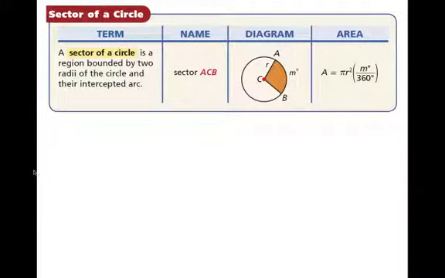Notice how you find it. You take the area of the circle and you multiply by the fraction of the degrees of the measure of the arc.